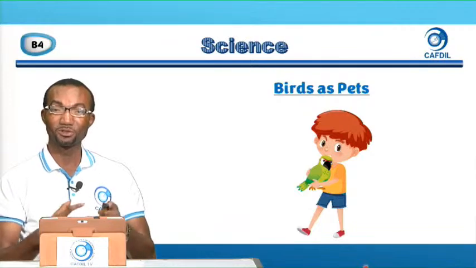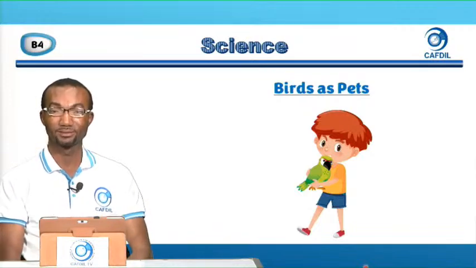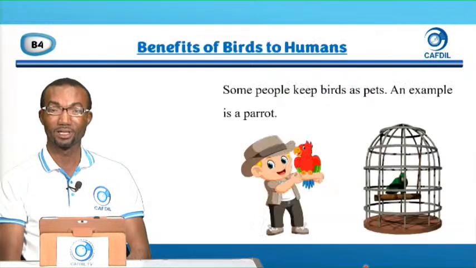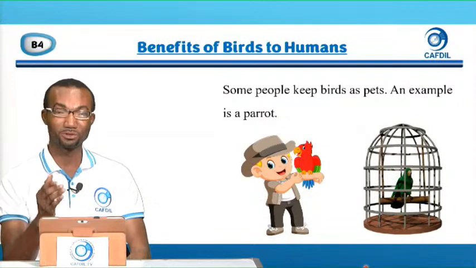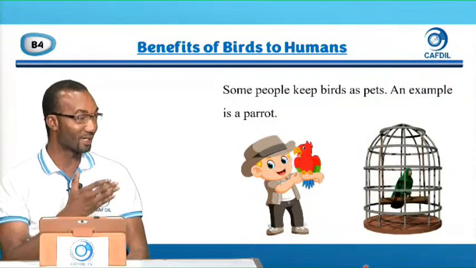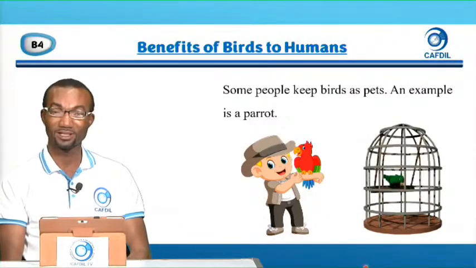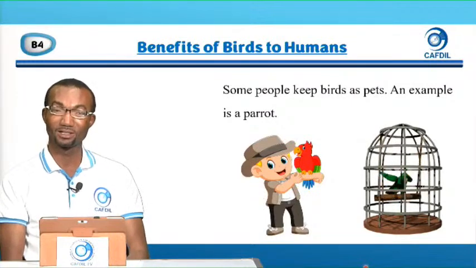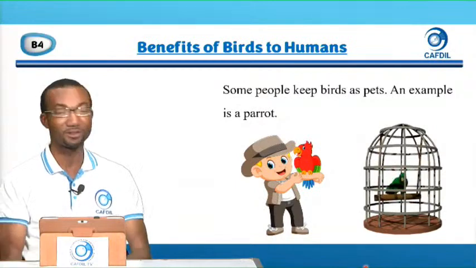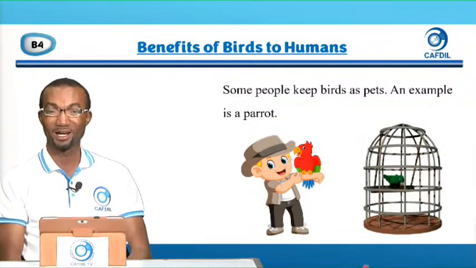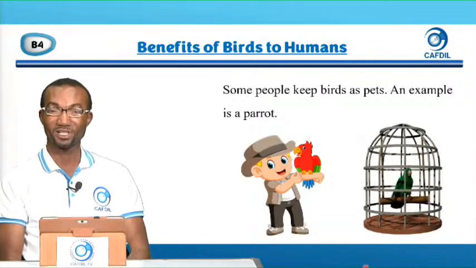Okay, some people also use birds as pets. When you looked at the examples of birds, we saw the parrot, and people use the parrot as a pet. When you go to some homes, you can see a cage there with a parrot. Parrots can talk, so people use them as pets, that is, as a companion that makes them happy.